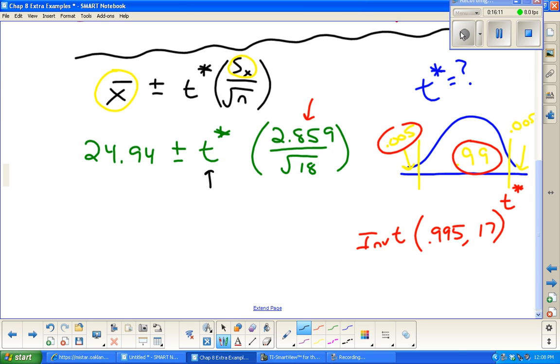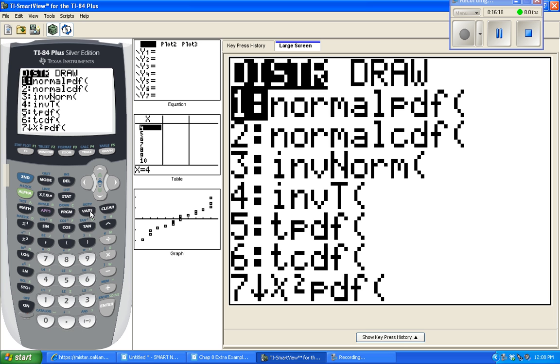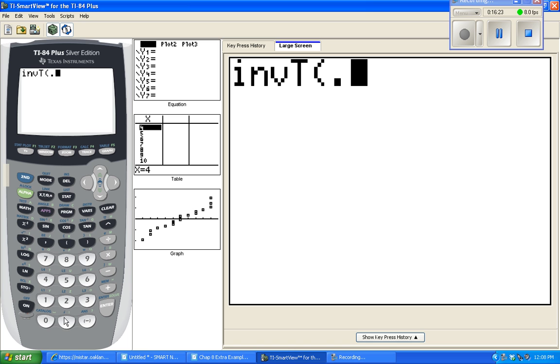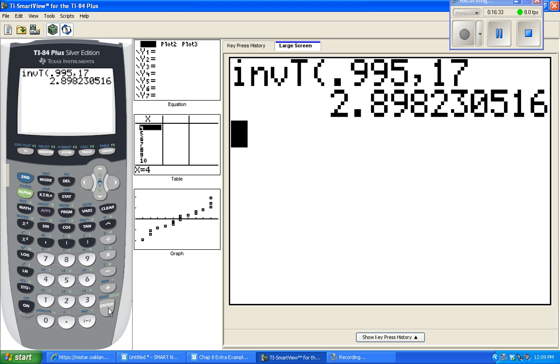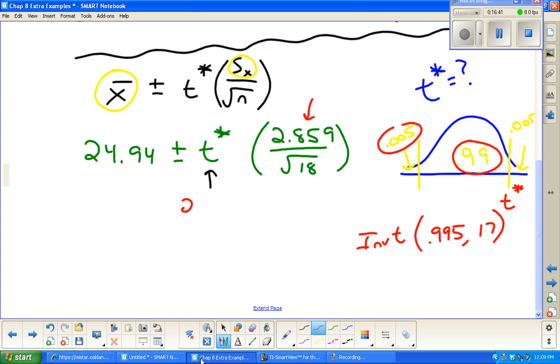That'll go right here. Okay, so let's do that real quick. Under distribution, second distribution, inverse t, there it is, fourth. We were using 0.995, the area below our value, with 17 degrees of freedom. Let the calculator think for a second, and there it is, 2.898. Three decimal places is pretty standard to round to, so that'll be 2.898. All right, and we should be able to do our calculations now.